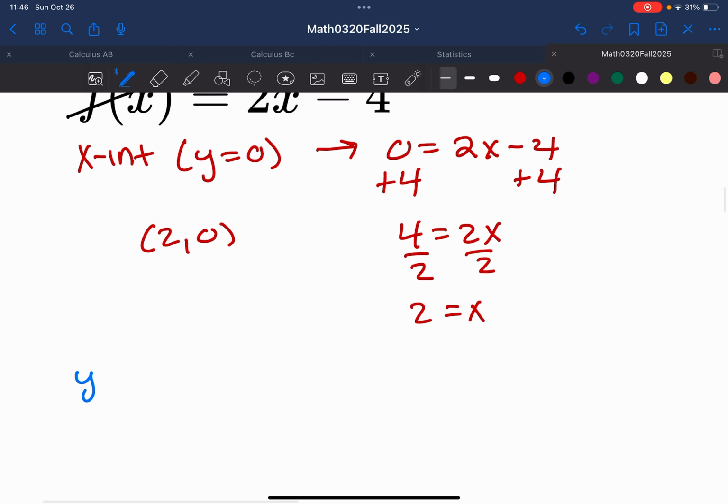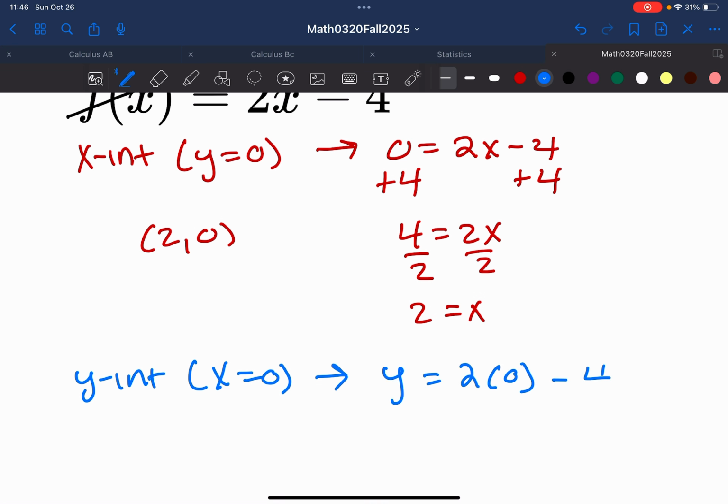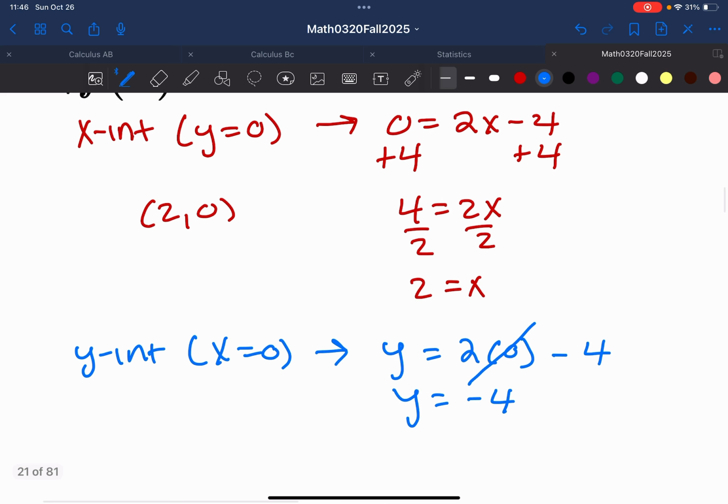Okay, then my y-intercept is when x is equal to 0. So then I have y is equal to 2 times 0 minus 4, which means y is equal to negative 4 because this cancels out. So then my y-intercept is 0, negative 4.